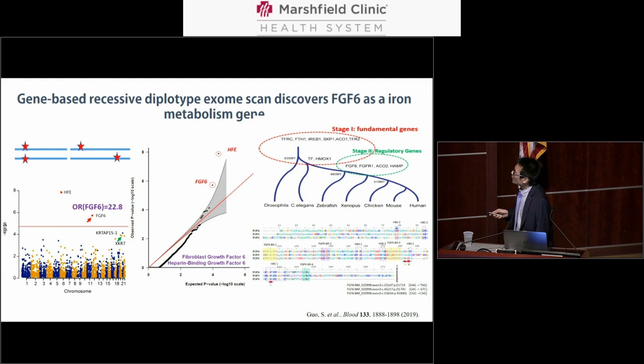Then we conducted a comparative genomic analysis, and we combined all the iron metabolism genes and checked the relationship in terms of evolution. We found all the iron genes actually have 2 waves of evolution. The first wave is the first stage: all these genes occurred very early, from Drosophila to human, and these are very important iron fundamental genes. The second phase is iron regulatory genes, and FGF6 exactly occurred in this group. So we guess maybe FGF6 plays some role in iron regulation.